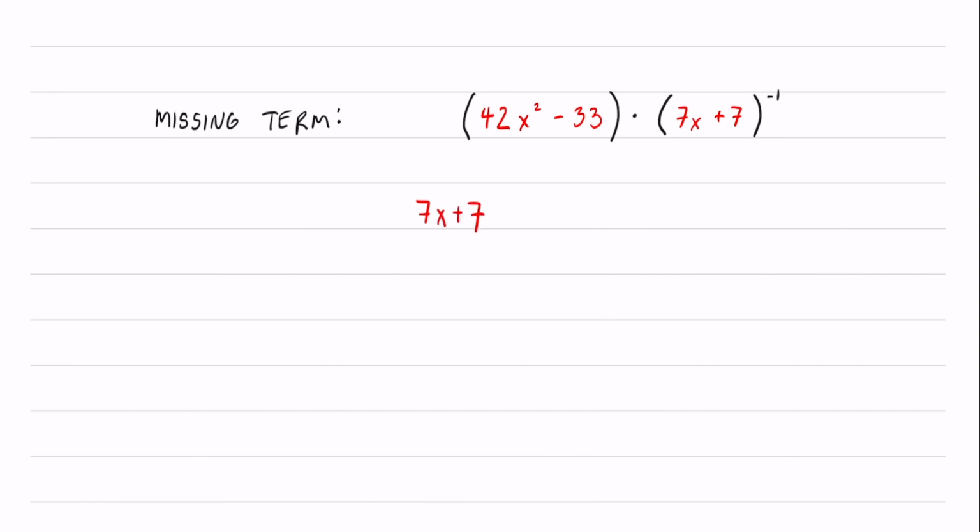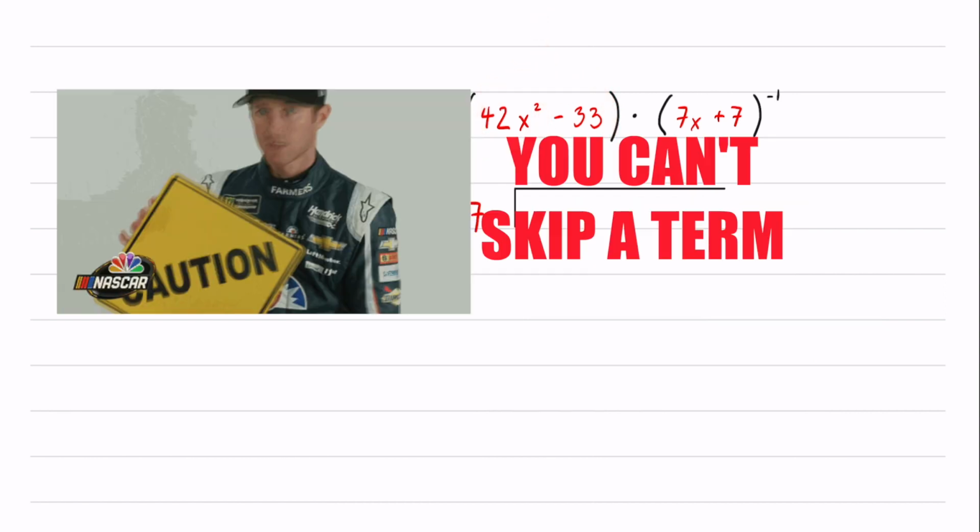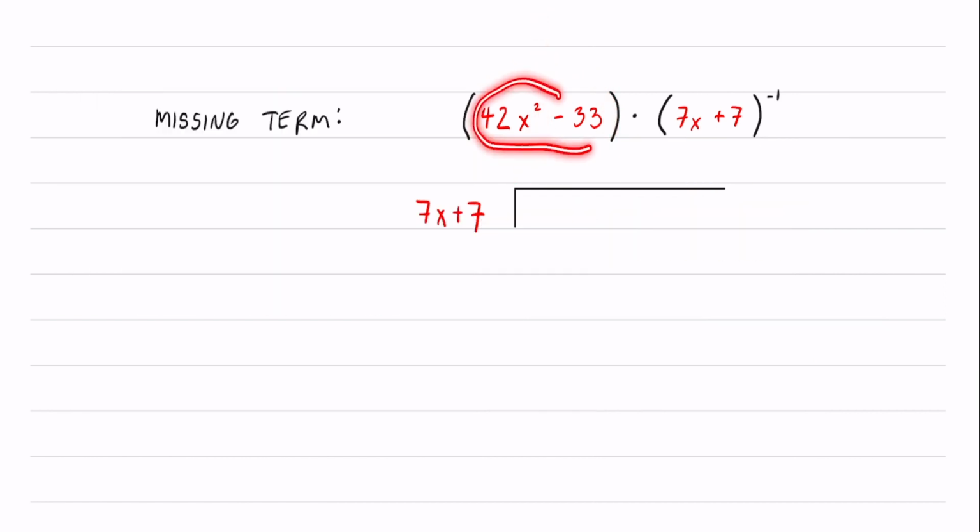In the inside, you gotta make sure, one, that this is in order from highest exponent to lowest exponent. And if you look, it's missing an x term. You can't skip one. It goes x squared, x, number. We're missing an x term. So when you get a scenario like this, and this is really important, you have to write it like this if you're gonna do long division.